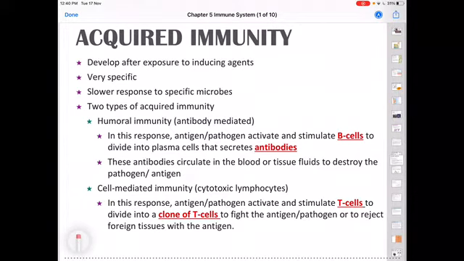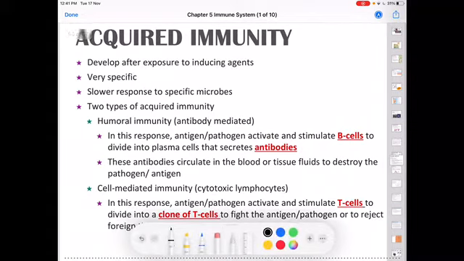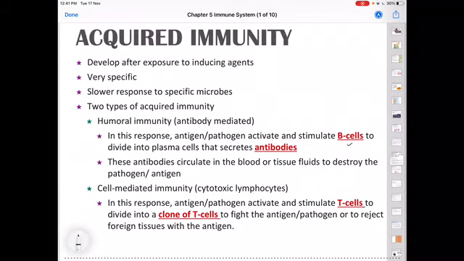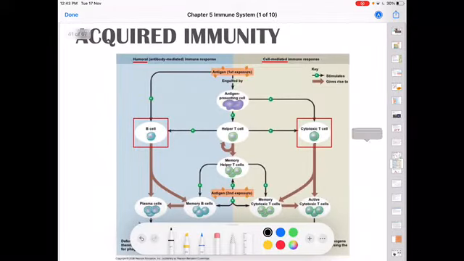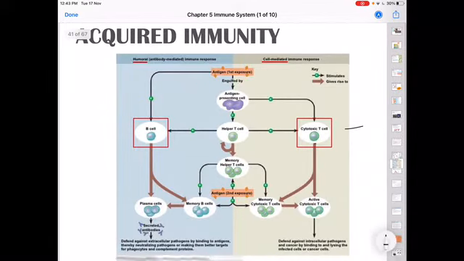Okay, so the acquired immunity is very specific, but it has a slower response to specific microbes compared to the innate immunity. There are two types of acquired immunity. We have the humoral immunity, which involves the production of antibodies by the B cells. And then we have cell-mediated immunity, which involves the action of cytotoxic lymphocytes. This is a diagram of acquired immunity. There are two types, the humoral response and the cell-mediated immunity.